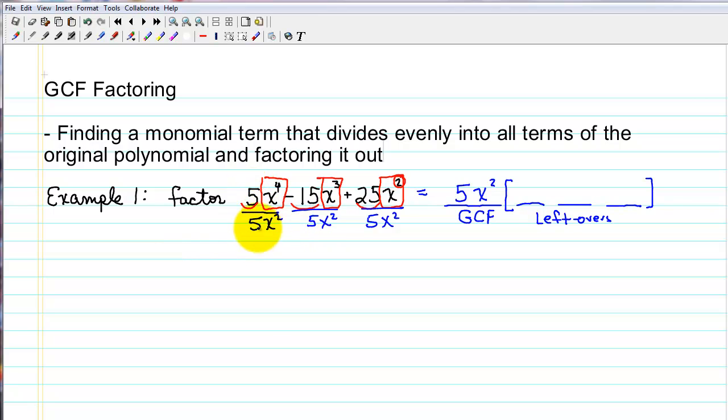So 5 divided by 5 is 1, and here we subtract our exponents, so we get x squared. Negative 15 divided by 5 is negative 3, and x cubed divided by x squared is x, and 25 divided by 5 is 5, and x squared by x squared, they cancel out, so the x has disappeared. And this would be our answer for this problem. Let's look at a second example.